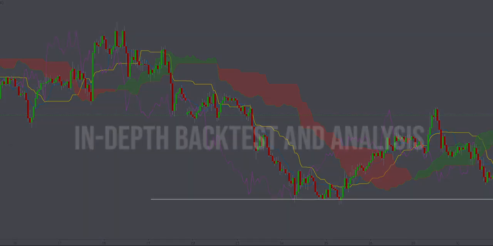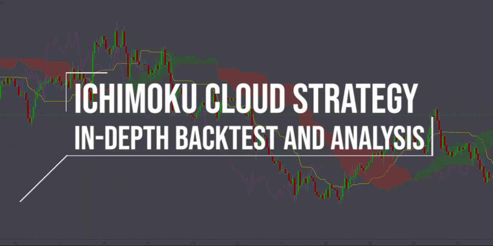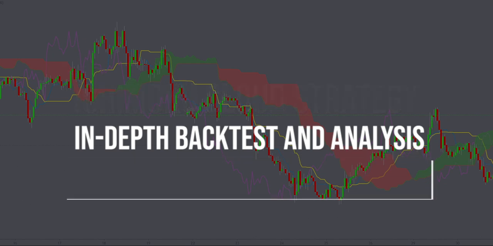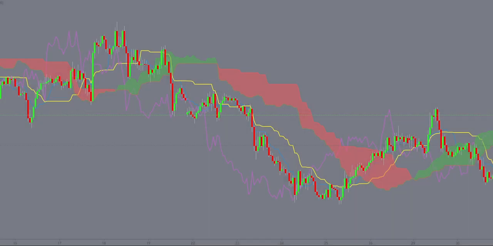Thanks for joining us today here at Framework FX, and today we're looking at the Ichimoku cloud strategy, and we're going to go into an in-depth backtest and analysis. Now I know that the indicator on screen looks very daunting, but I promise you it's not.